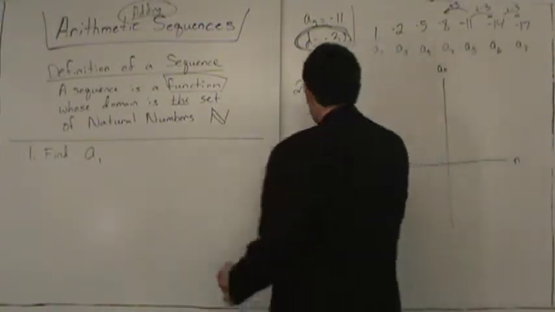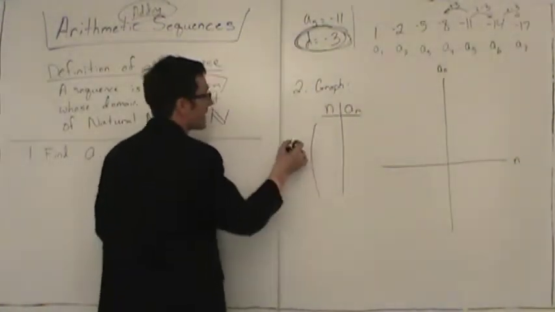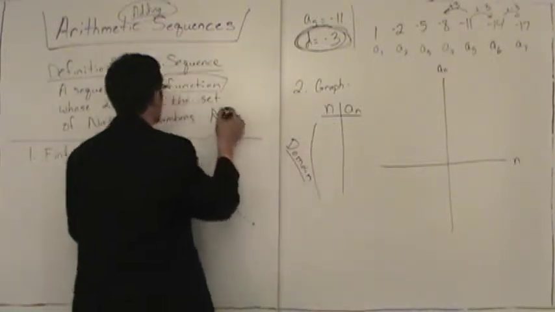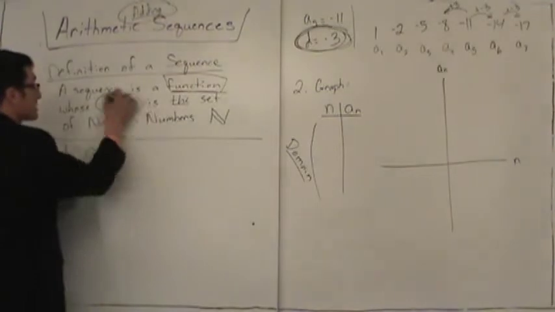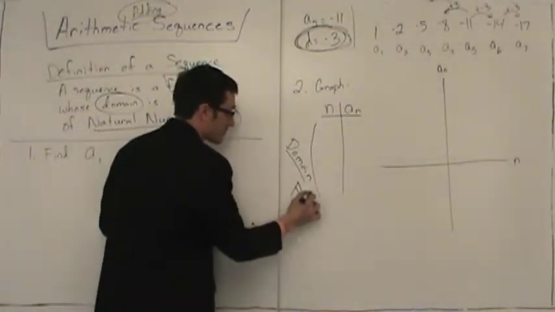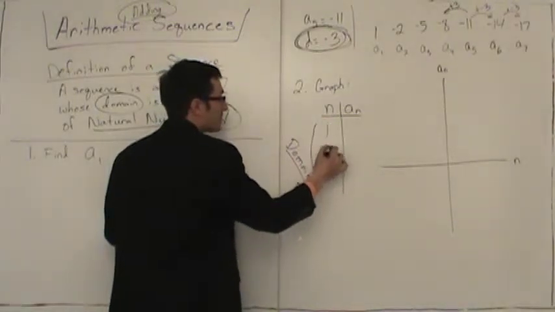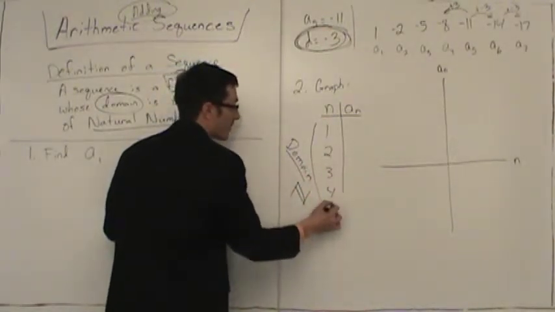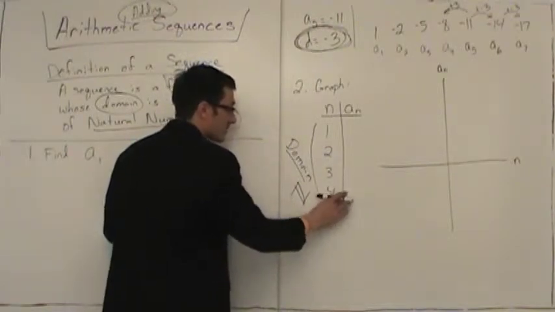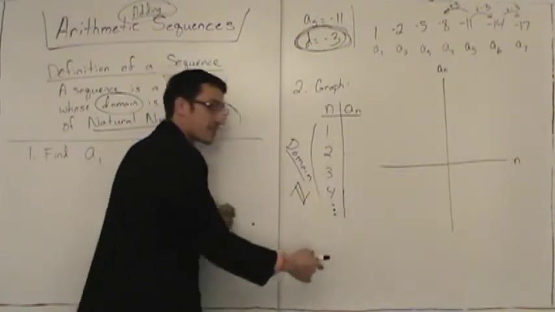Now, the domain. Okay, does the domain ever change? No. The domain for a sequence is written here. A sequence is a function whose domain is a set of what? Natural numbers. Okay, so the domain is always a set of natural numbers, and these numbers are what? 1, 2, 3, 4. Put your dot, dot, dot. Remember we use dot, dot, dot instead of an arrow on the graph, meaning that this goes on forever.